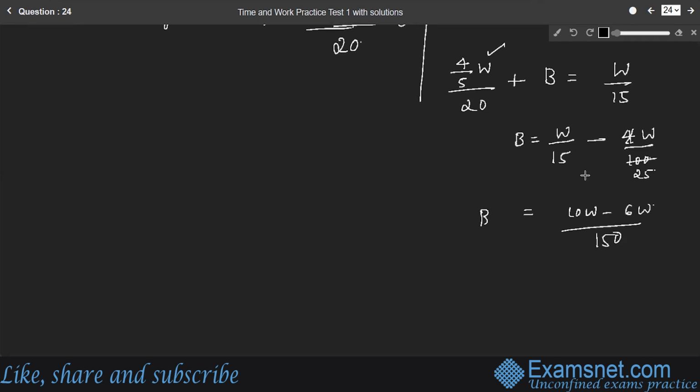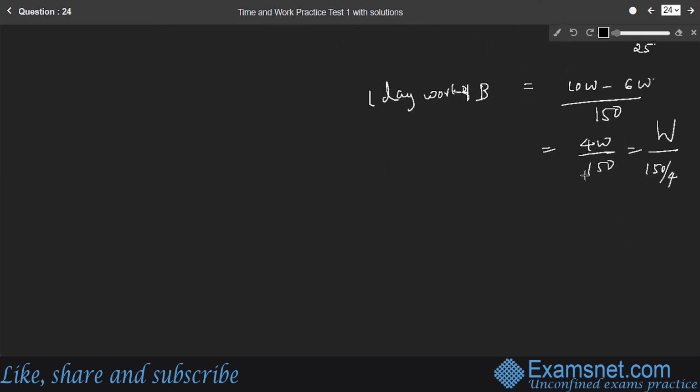So B, in the sense 1 day work of B, becomes 4W by 150. Since the numerator should be the whole work, it is W by 150 by 4, which is in the form of total work by time taken. 1 day work of B is nothing but the efficiency of B, which is work by time. Therefore, time taken by B alone is 150 by 4 days. Here the denominator indicates the number of days they are taking.